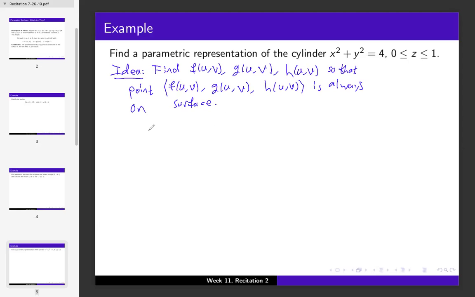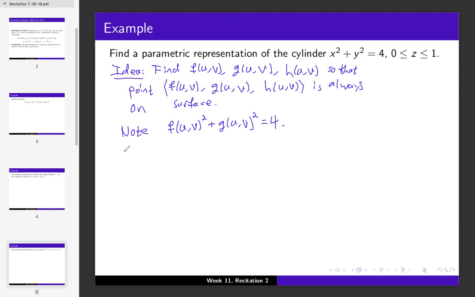Well, the big clue here is the fact that x squared plus y squared equals 4, which in other words means that if we take your function f(u,v) and you square it, plus your function g(u,v), and you square that, you're always going to get the number 4. Now, what function will do something like that? Where you square two functions and you add them, and you always get a constant. Seems an awful lot like sines and cosines, doesn't it?